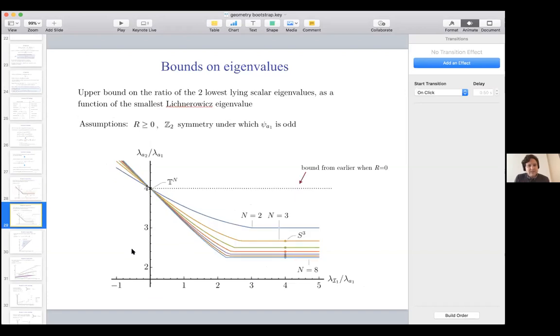Okay, so here's now the same plot, but now we're making an additional assumption, which is a Z2 symmetry under which the lowest eigenfunction is odd. So this is like the L equals 1 spherical harmonics, for example. When we make this assumption, we get a little bit stronger constraint. The kink moves a little bit. The bounds are no longer straight lines, and we saturate them here for the spheres. So these dots are the spheres.